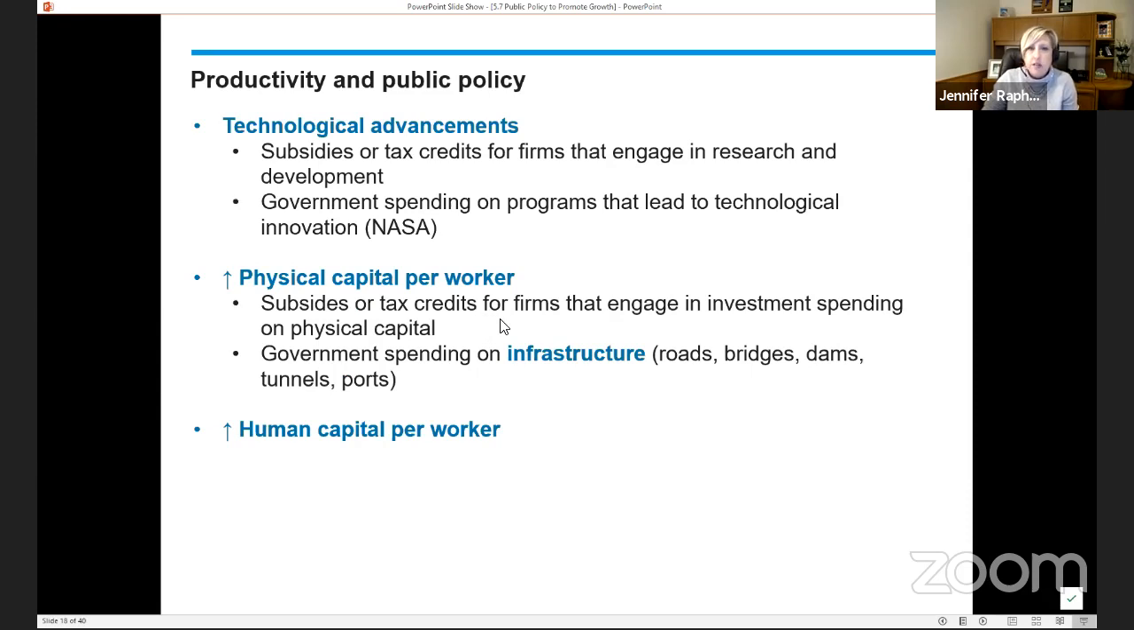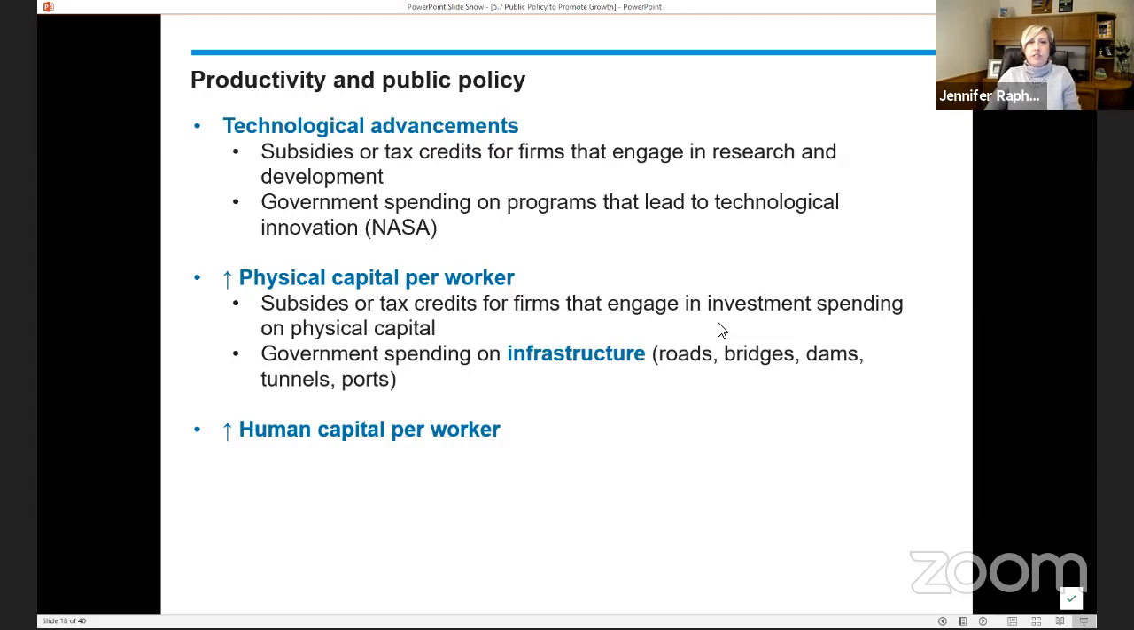We can subsidize or provide tax credits to firms that engage in investment spending, right? And investment spending on physical capital will increase the productive capacity of an economy. So, an investment tax credit would be a way to increase the amount of physical capital per worker. Government spending on infrastructure is another thing that can increase the amount of physical capital in an economy.